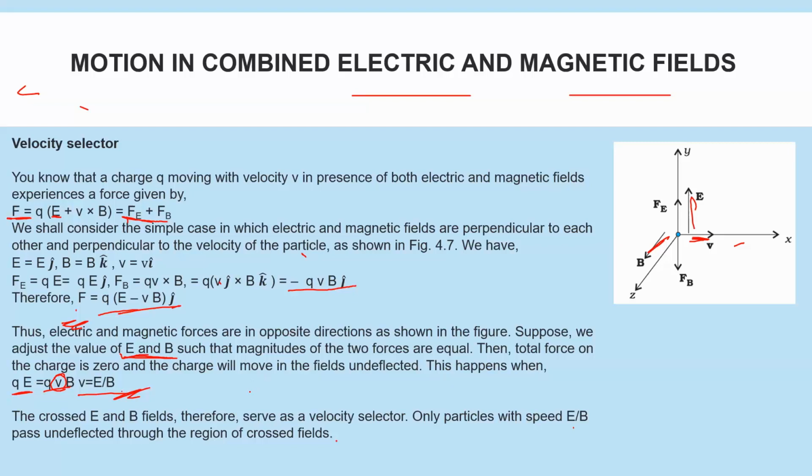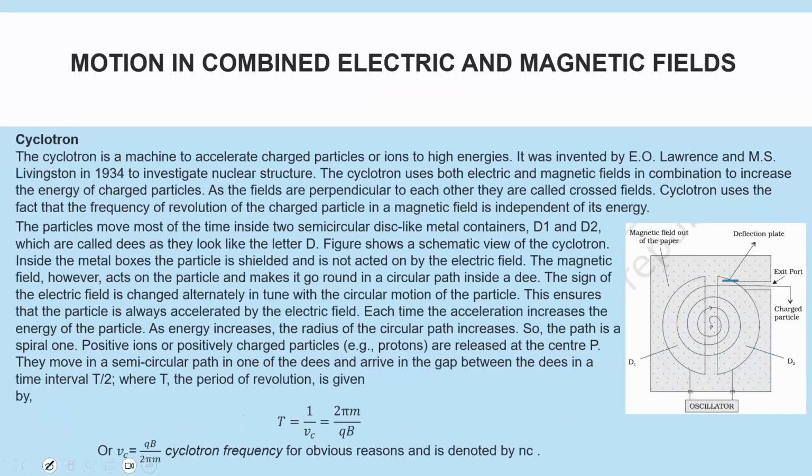Okay, now we come to another example where you will see a combined effect of electric and magnetic fields. The cyclotron is a machine that accelerates charged particles or ions to high energies. So how do we do this? Again, we use both electric and magnetic fields in combination to increase the energy of the charged particles.